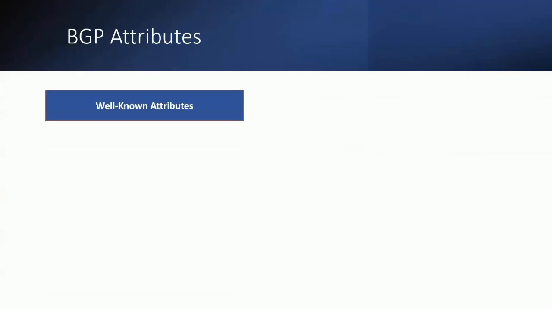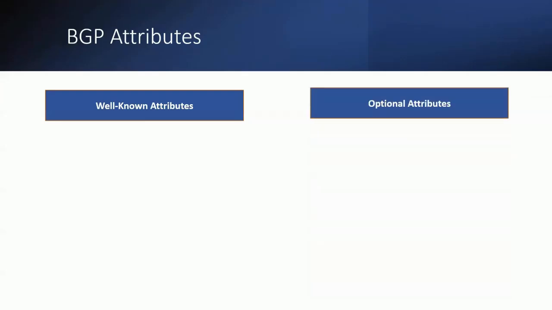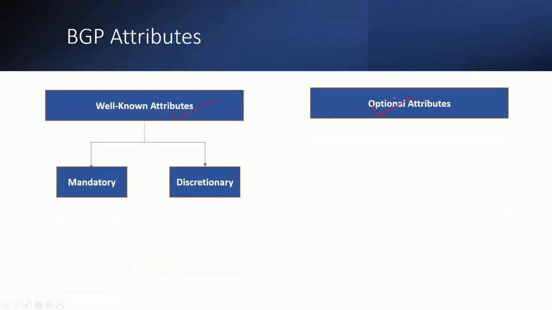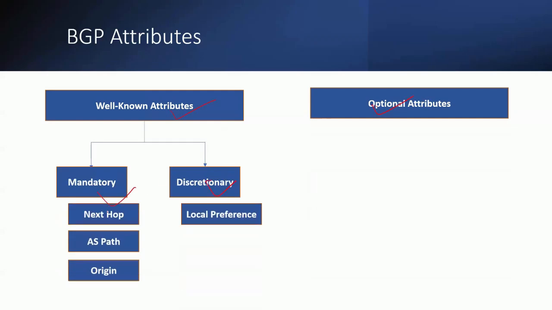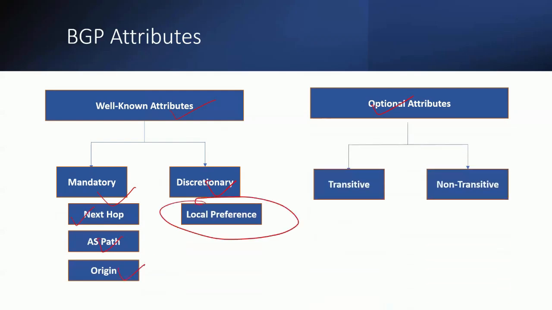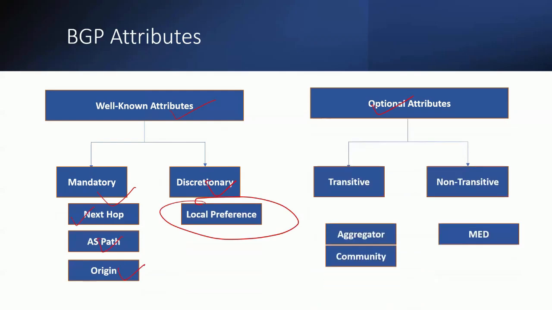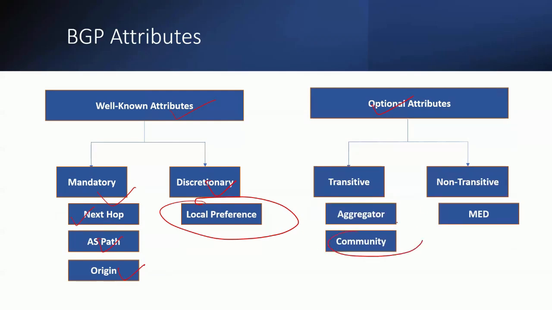Okay. So let's learn what attribute types there are, and what their names are. There are two types of BGP attributes. One is well-known and another is optional. In the well-known, we have mandatory and discretionary. And in those, we have next hop, AS path, origin, and local preference. In the optional, we have transitive and non-transitive. In the transitive, we have aggregator and community. And in the non-transitive, we have multi-exit discriminator. Okay, so these are the attribute types, well-known and optional, and these are the names of them.